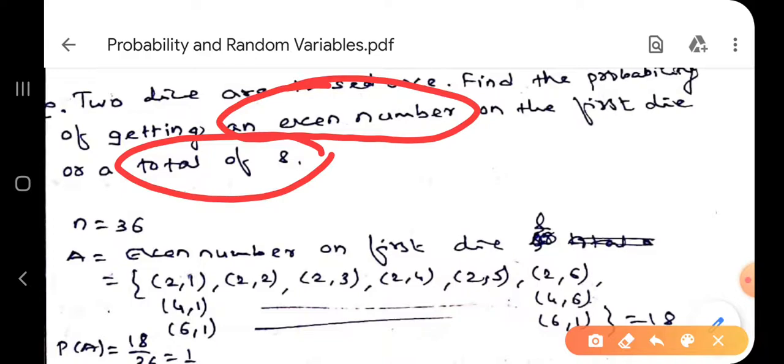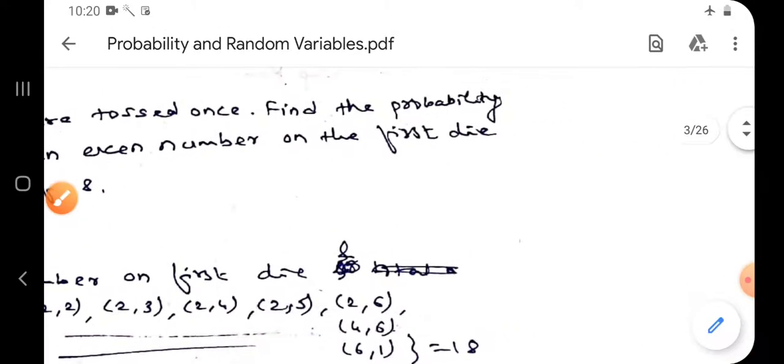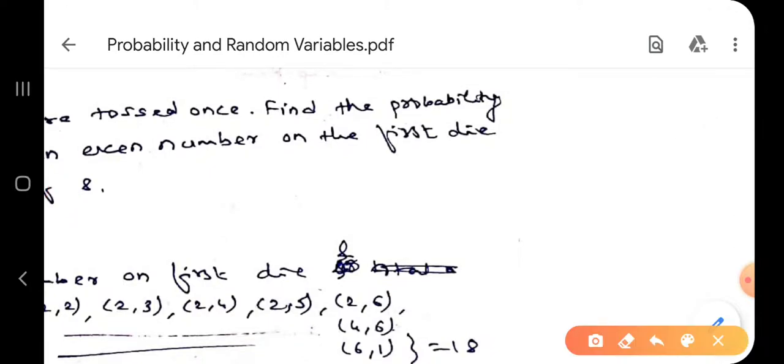It means I have to set two events, event A and event B. What is our event A? Getting an even number on the first die. This is important. And second, event B is total is 8. Now it's advice for you: first write down all the terms. All terms means the sample space. Write down the sample space.